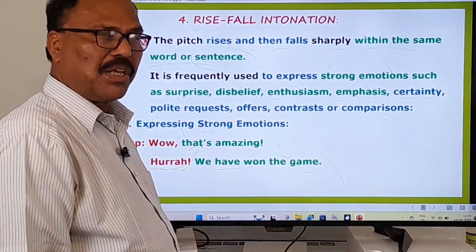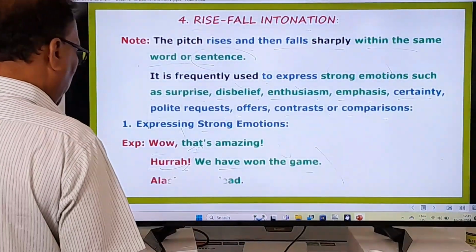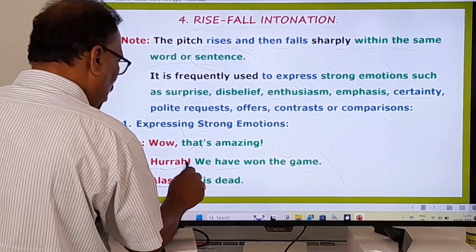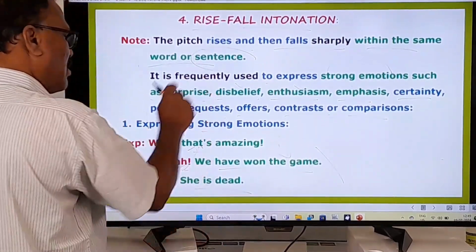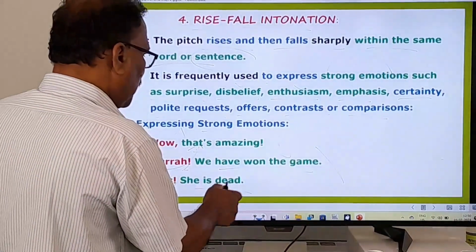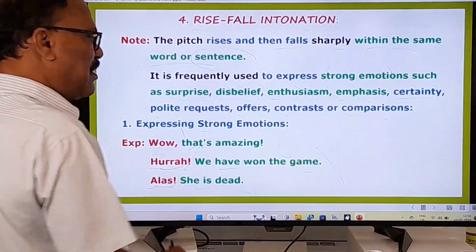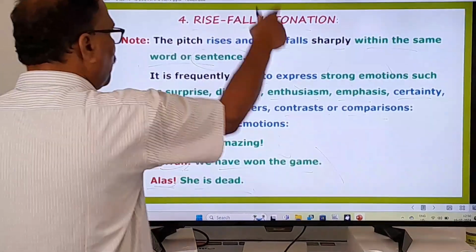When you win the game, what do you say? Hurrah! We have won the game, right? And one more example. Alas, alas, she's dead. So they receive falling intonation and they receive rising intonation. Therefore it is called rise-fall intonation.